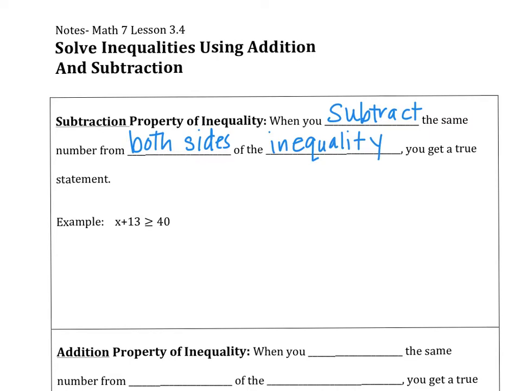So an example of that is if I have x plus 13 is greater than or equal to 40, and I subtract 13 from both sides, just like you would a regular equation, I'm going to get x is greater than or equal to 27.